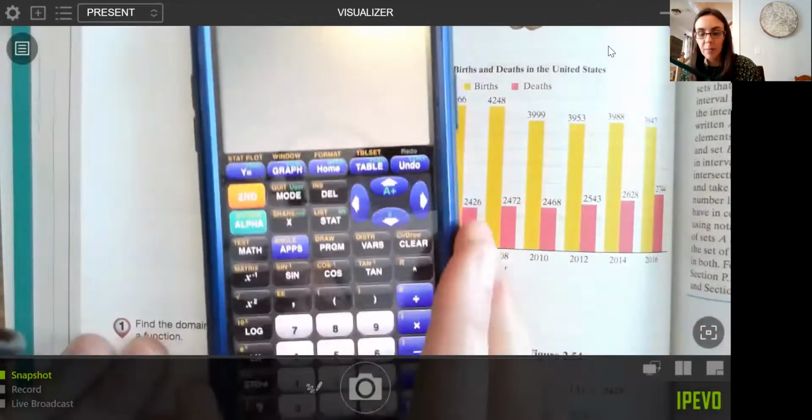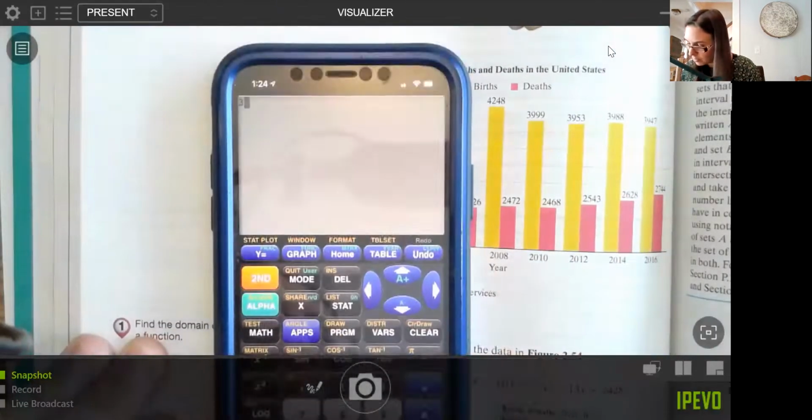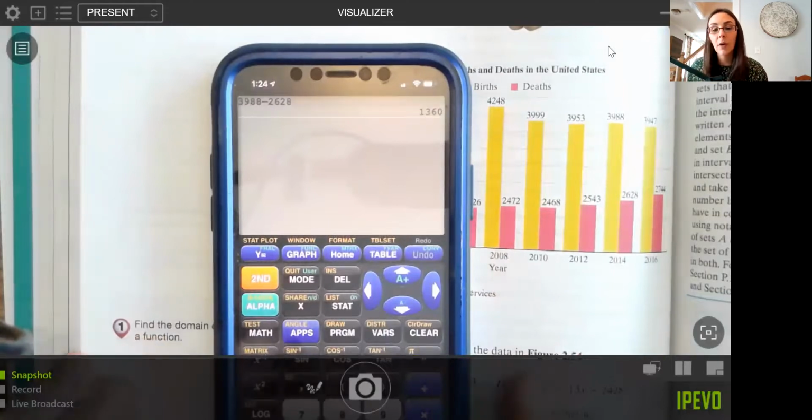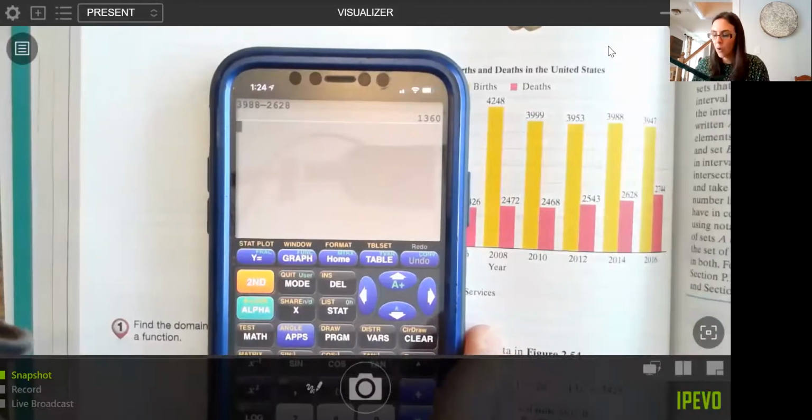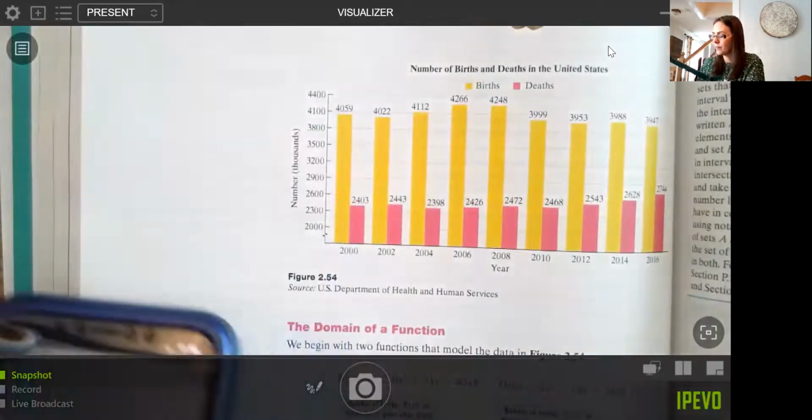Okay, so let's see, I'm going to type in 3,988 minus 2,628. And I see a change of 1360. So there are more births than deaths. So the population of the US grew by 1360 there. And let's go back and check our work to see if this is an over or underestimation.